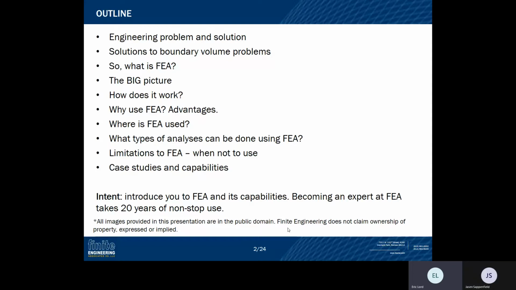And so the intent is really just to introduce you to FEA and its capabilities. Really becoming an expert with FEA takes 20 years of nonstop use. So really living and breathing it for those 20 years. So I don't expect that anyone will walk away with that capability, but at least it'll give you some insight into FEA, what it is, how to use it, or when to use it, I should say, and so on. Also, a lot of the images presented here have been taken from the public domain. Some of them are Finite's property. Some of them aren't, but just assume that none of them are to be safe.